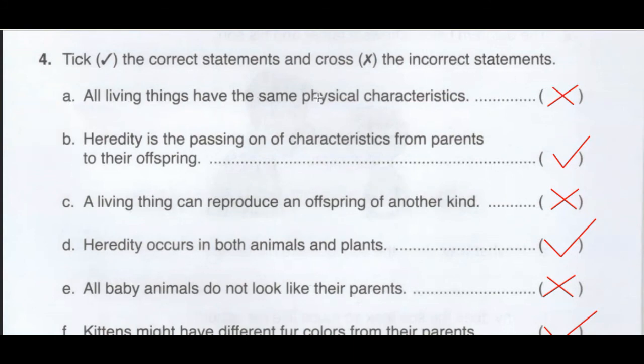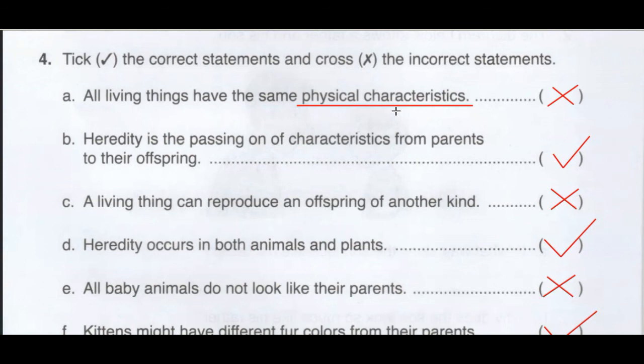All living things have the same physical characteristics. Physical characteristics means the look of the offspring. As an example, the mother has brown hair and the child has brown hair, so she got the brown hair from the mother. Heredity is passing characteristics from the parent to the offspring, is correct. All living things have the same physical characteristics means that everything that is alive looks the same. This is not correct. Physical characteristics means the look of an animal. So we have an X there. Heredity is passed from the characteristic from the parent to the offspring. This is correct. You look similar to your parents.